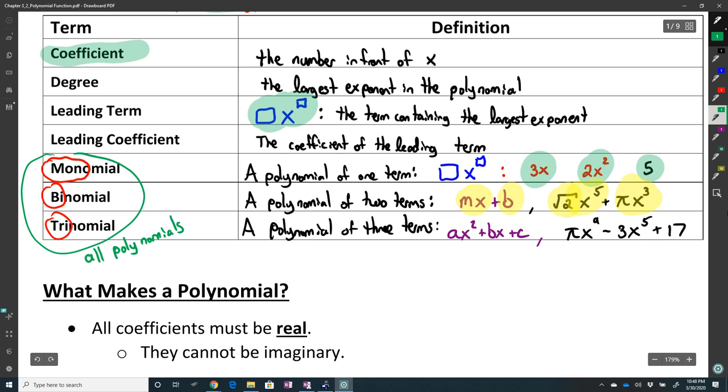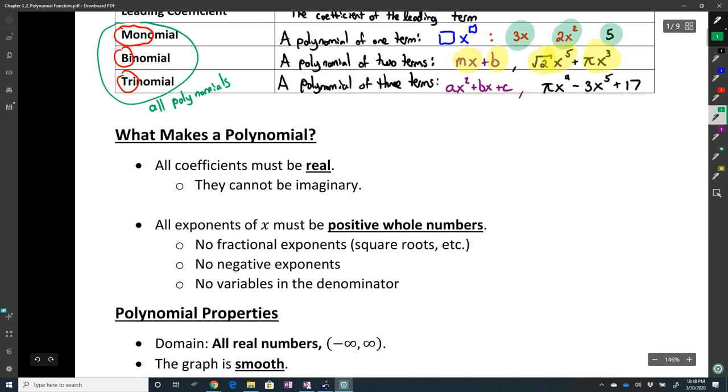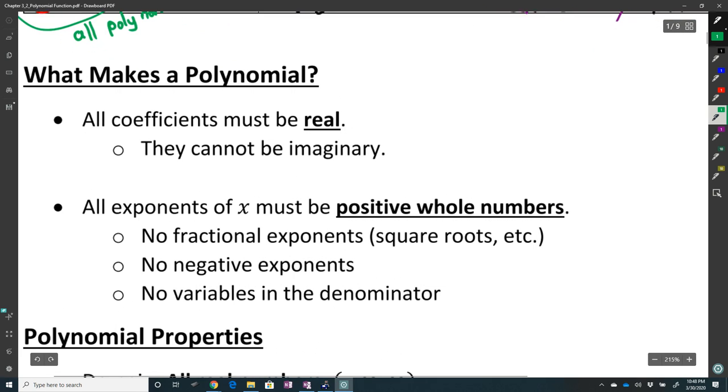It's just since they're special, because they're one, two, or three terms, they have special names. What else? Yep. So other than that, though, there's no special name for a thing with four terms. If it has four or more, we just call it a polynomial. But monomials are polynomials, binomials are polynomials, and trinomials are polynomials. Anyway, like I mentioned before, what makes a polynomial?